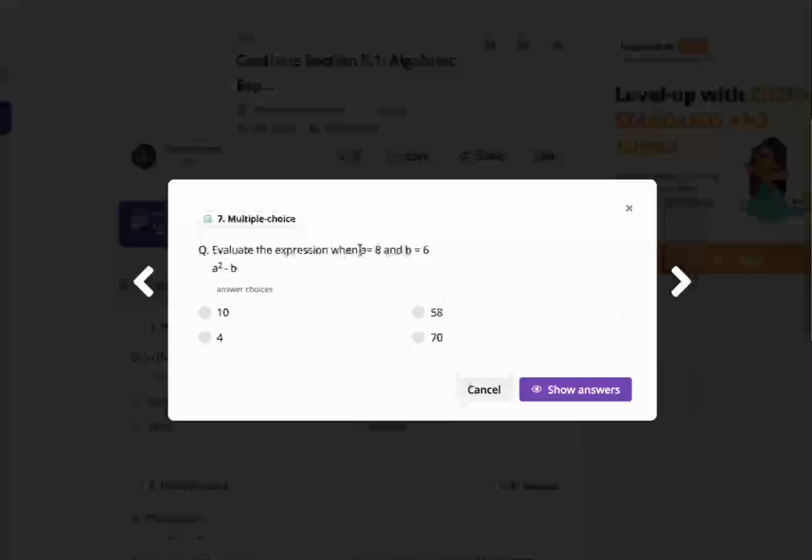Evaluate. A equals 8 and B equals 6. Okay, let me write it. 8 to the power 2 minus B equals 6. Now 8 raised to the power 2 is 64. Minus 6 equals 58. Any problems with this one? No.